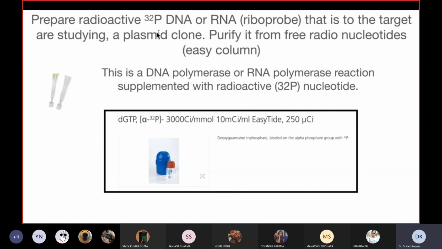And, some of you may ask, well, where do you buy the P32? Where do you buy the radioactive stuff? Well, here's from PerkinElmer, right? This stuff right here, I got this picture and this information from PerkinElmer's website.